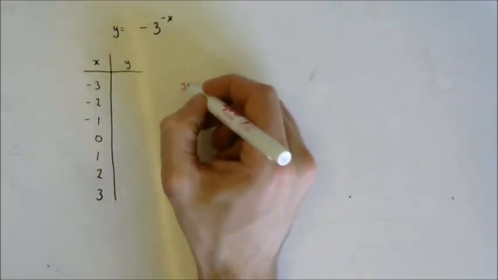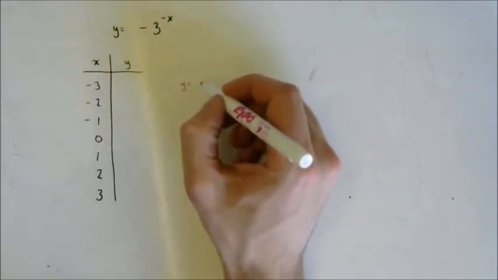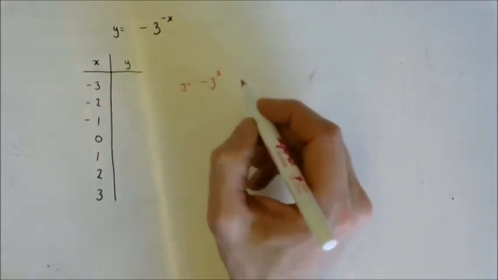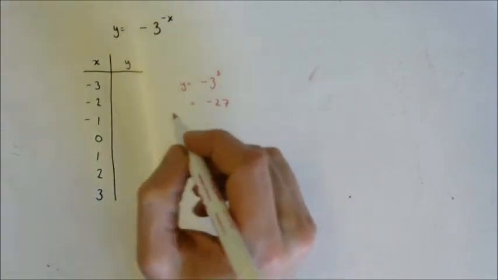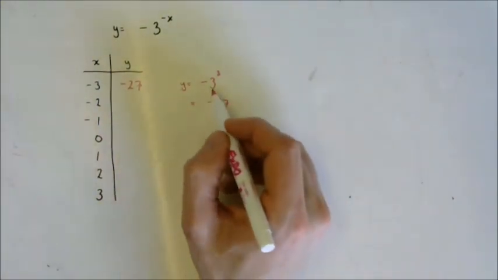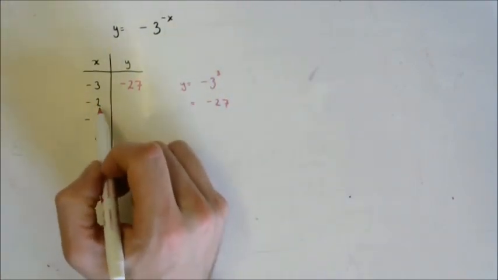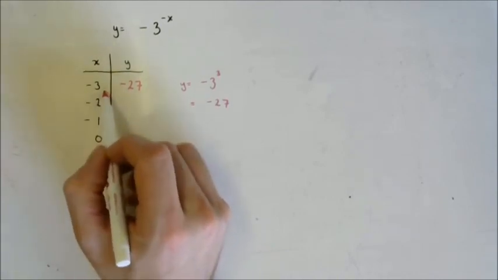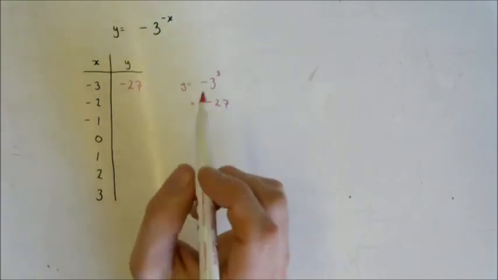Here we're going to be using our rules for exponents and for integers, negatives and positives. We have y equals negative 3 to the power of negative x. So this is actually negative 3 to the power of 3, which is negative 27. You've got 3 to the power of 3, which is 27, and it's going to be negative. Ah, careful. x is negative 3, so we'd have to the power of negative 3. Okay. Right, so that'll be a positive.